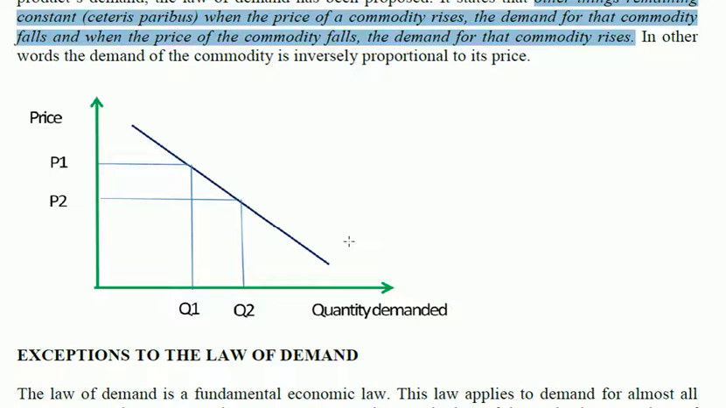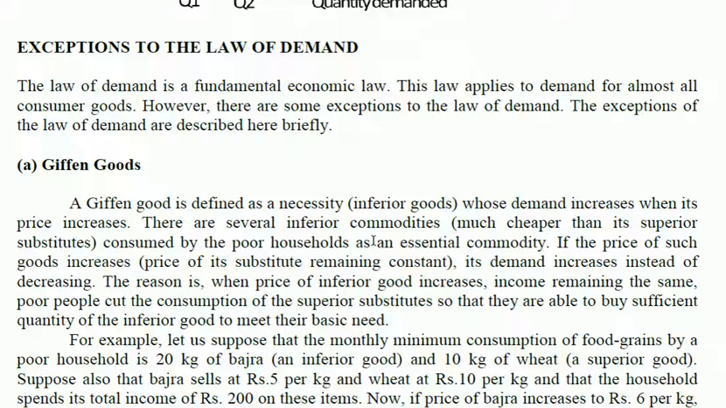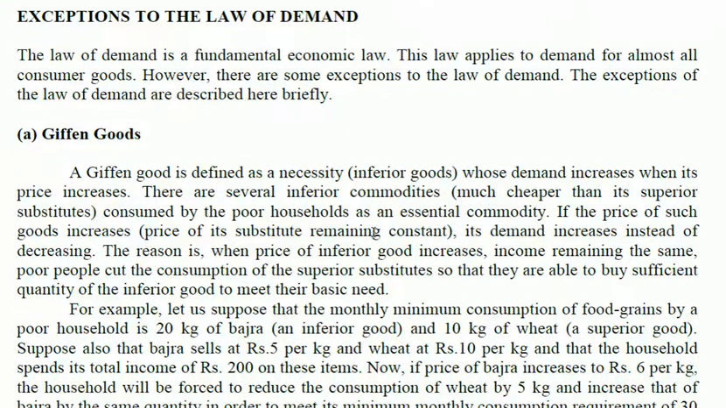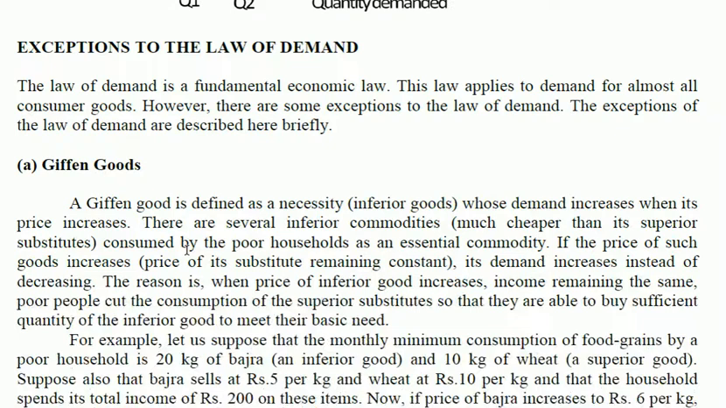This is where everything gets started, but there are a few exceptions to the law of demand. There are many, but as far as these notes are concerned, we have mentioned three. Exceptions to the law of demand mean that there are certain products and situations where this graph would not be followed. That means a decrease in the price will not cause an increase in the quantity, or an increase in the price from P2 to P1 will not cause a decrease in the quantity from Q2 to Q1.